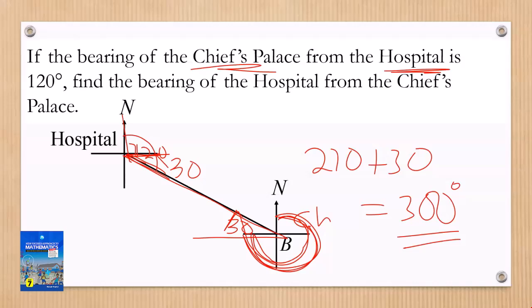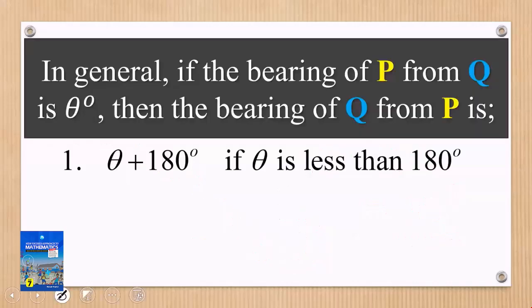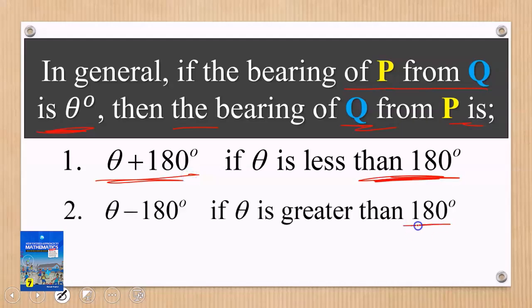So you can read bearings now. Now, in general, what we can conclude is that if we have a bearing of P from Q and the angle is theta, then the bearing that will take it back, Q from P, if that angle is less than 180, just add that angle to 180, it will give you your results. And if the angle is more than 180, just subtract 180 from the angle and you get the results.